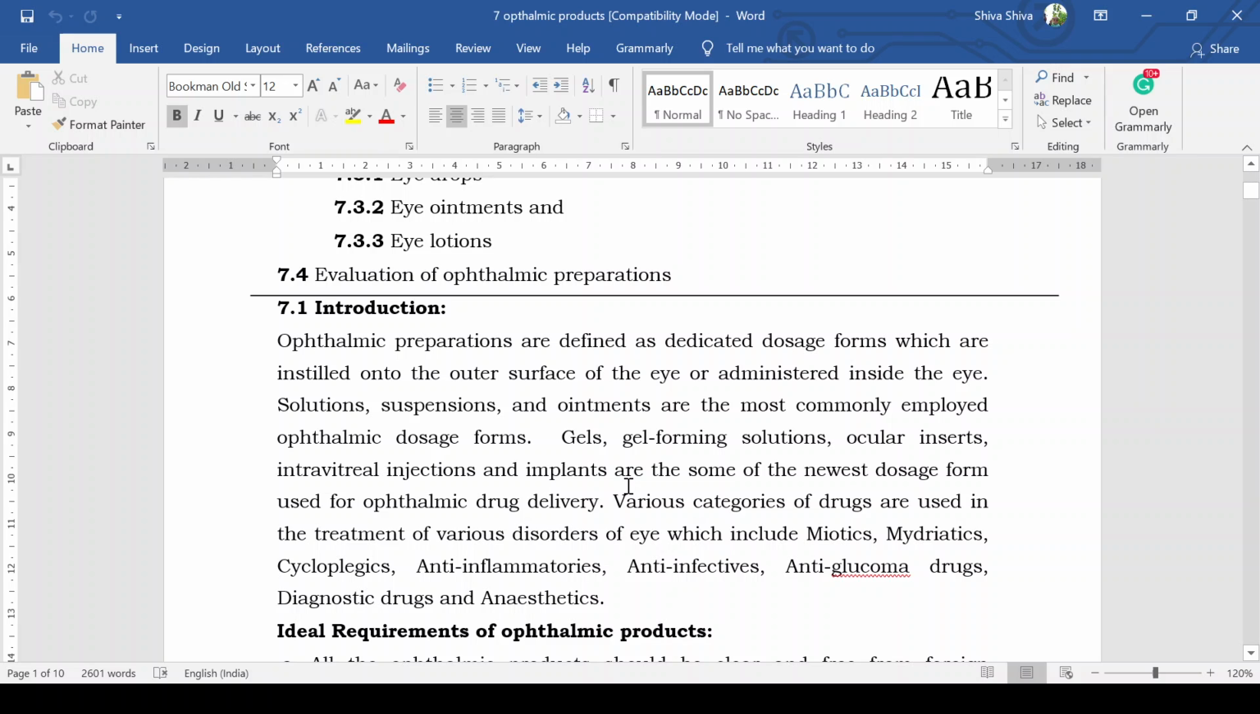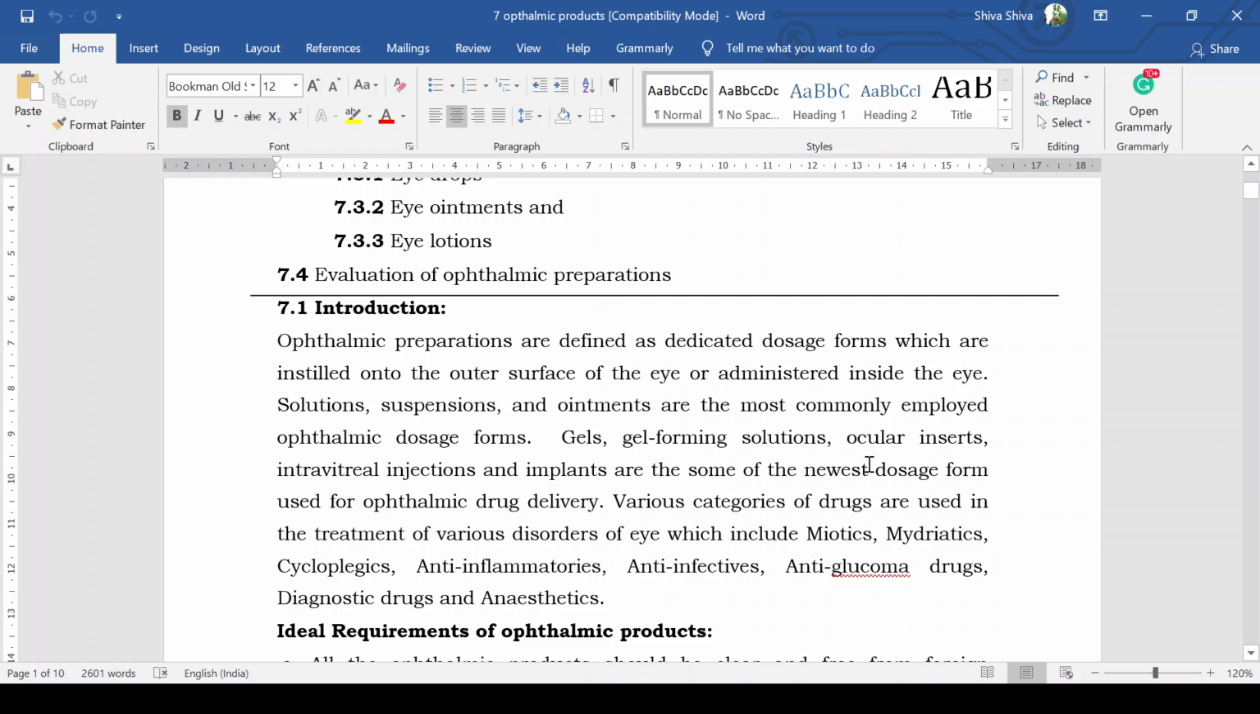Gels, as you know, have semi-solid consistency. Gel forming solutions are solutions which are initially in a solution form, but when they come in contact with the eye, they get converted into gel form. This may occur due to various polymers which solidify when they come in contact with various types of ions or when the temperature is elevated. Gel forming solutions are generally useful to avoid precorneal drainage of the dosage form.